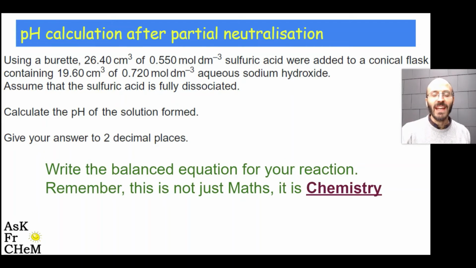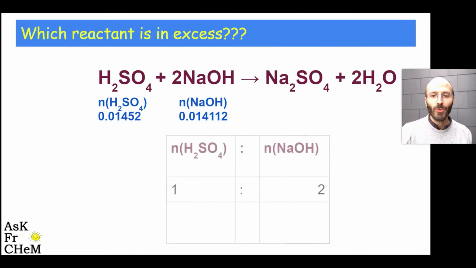And the first thing in any chemical calculation is to write the balanced equation. This is chemistry, it's not maths. With the balanced equation, we get the molar ratio, which is really, really important. We are going to calculate which reactant is in excess. And you may think, well, sodium hydroxide has fewer moles, therefore, surely that's not the one in excess. And you would get it right, but just by luck. To calculate it properly, you have to do this calculation.